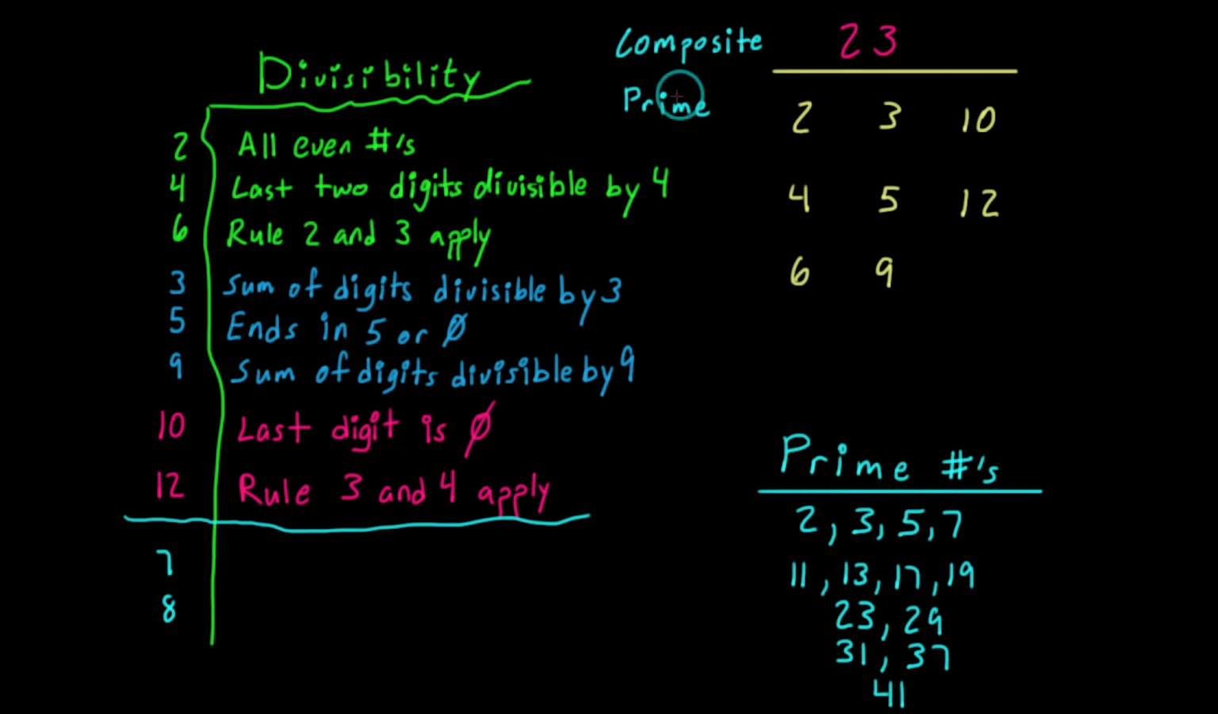Another way of checking if it's prime is to just memorize the first 13 numbers in your prime numbers list, since this is a small enough number. 23 happens to be in the list. Therefore, 23 is a prime number. Let's take a look at another.